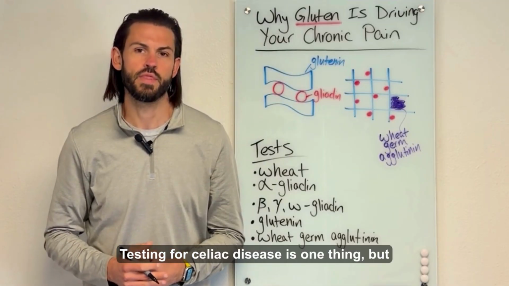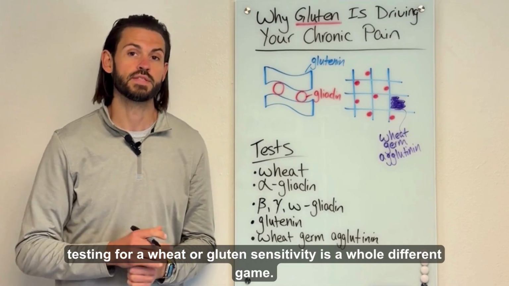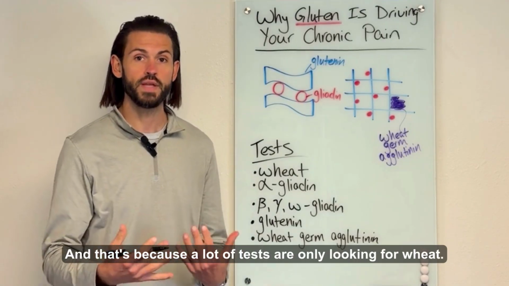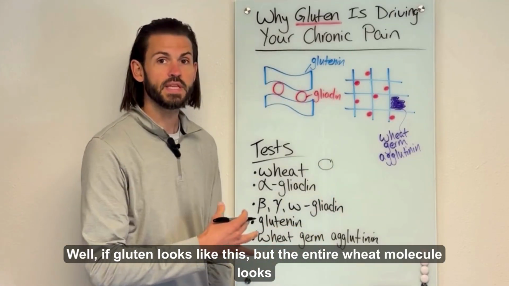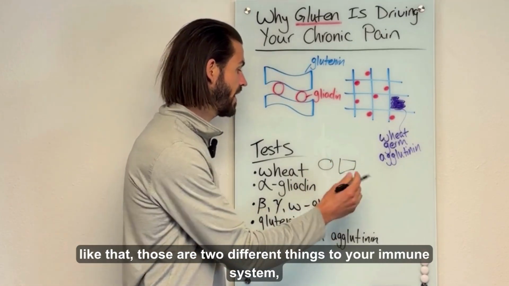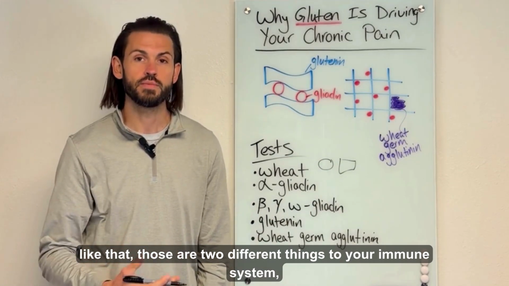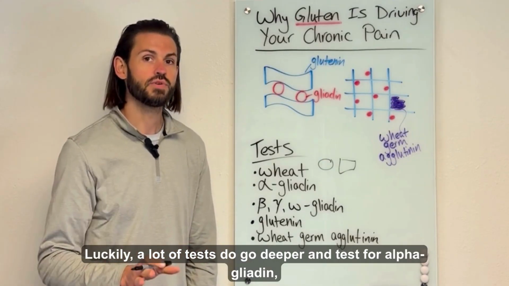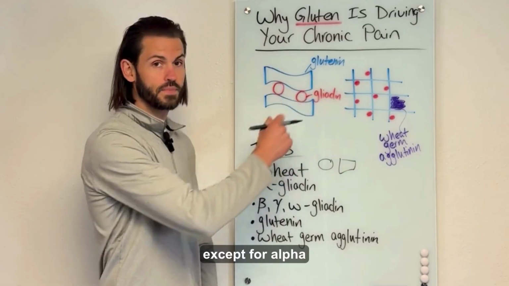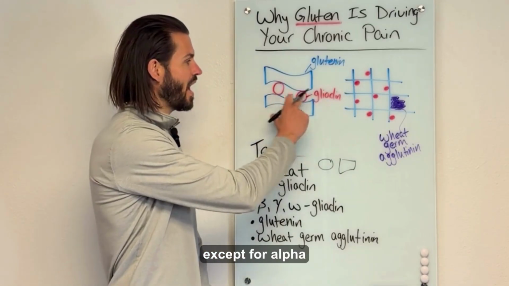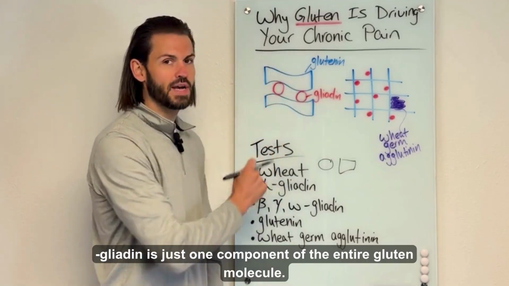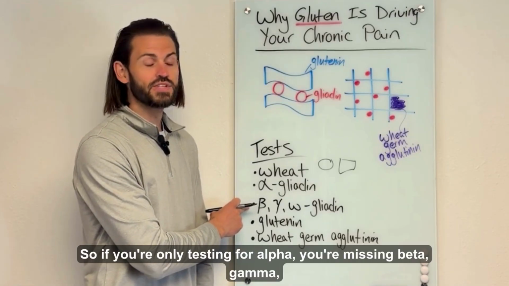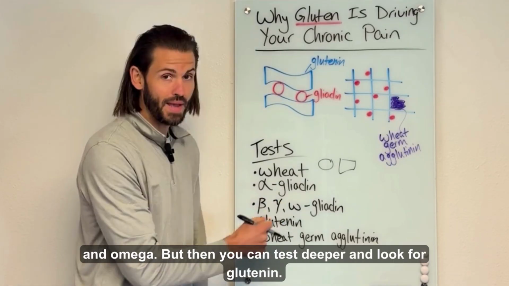Testing for celiac disease is one thing, but testing for a wheat or gluten sensitivity is a whole different game. And that's because a lot of tests are only looking for wheat. Well, if gluten looks like this, but the entire wheat molecule looks like that, those are 2 different things to your immune system, and that might not show up on a test. Luckily, a lot of tests do go deeper and test for alpha gliadin, except alpha gliadin is just one component of the entire gluten molecule. And there's 4 different types of gliadins. So if you're only testing for alpha, you're missing beta, gamma, and omega.